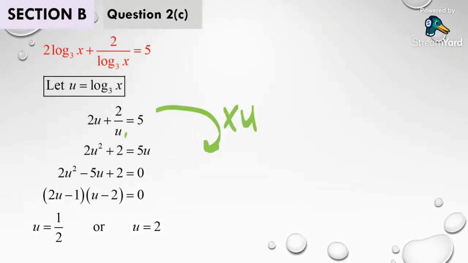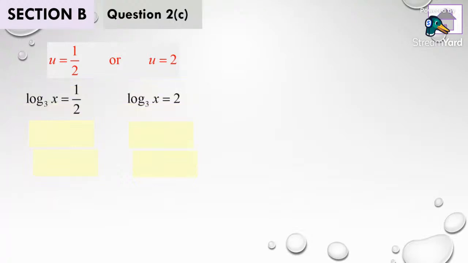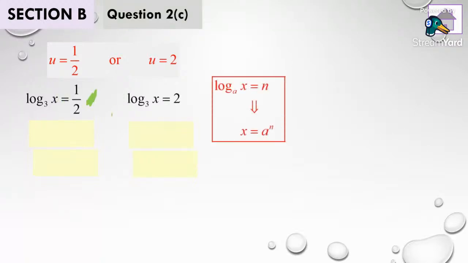From this result, we substitute back the u accordingly, which is log x base 3 for each one of them. For case 1, if I want to convert the answer in terms of x, refer back to this conversion from log equation to indices equation. The content inside the log stays the same. The base of the log becomes the base of the indices term. The right-hand side n becomes the power. So as a result, I will have x equals 3 power 1 over 2, which is the square root of 3. Just leave it as the square root of 3, that will be good enough.